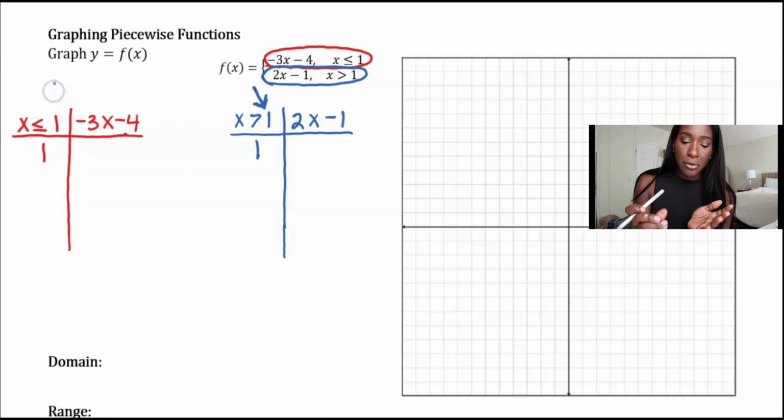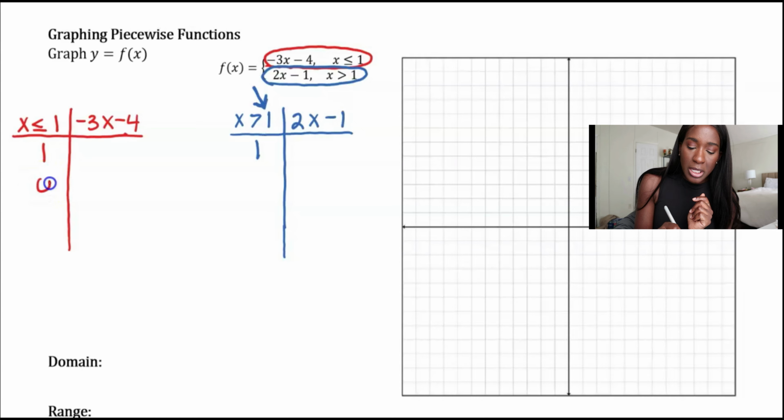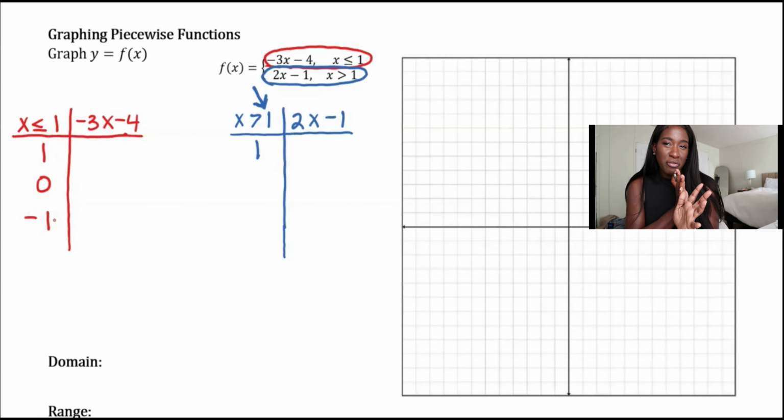So x is less than or equal to 1. I like to get at least 3 x values that are going on. Technically with a line, you only need 2, but I'm going to plug in just a couple more values. I'll use 0 because 0 is smaller than 1, and I'll just pick another random number. I'll choose negative 1. I like to choose smaller values just so it'll fit on a graph.